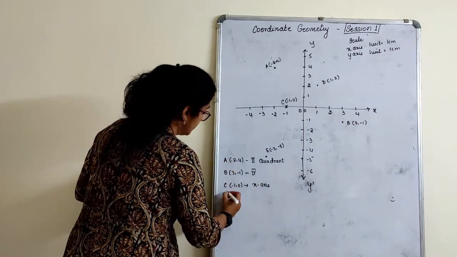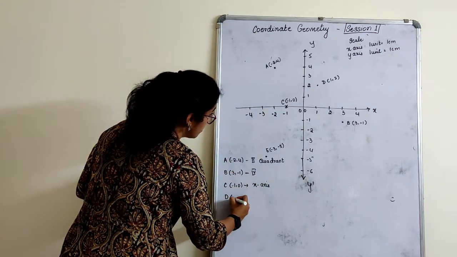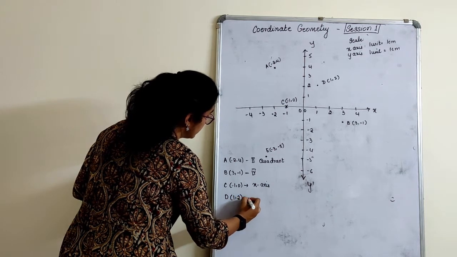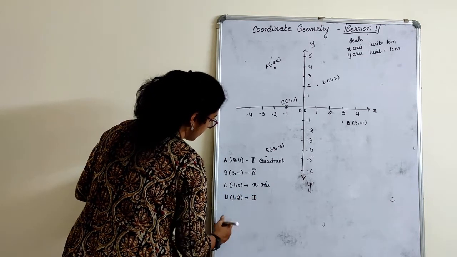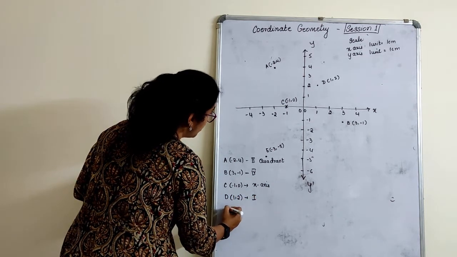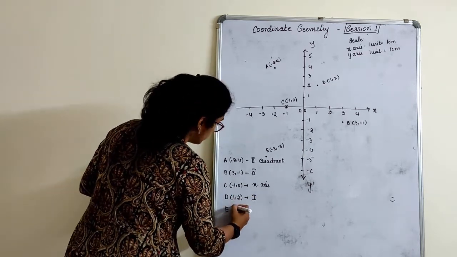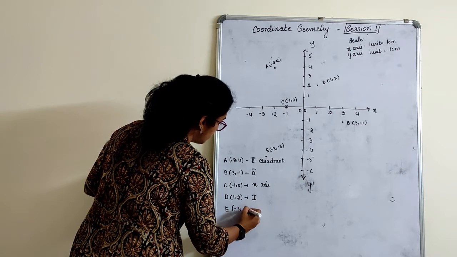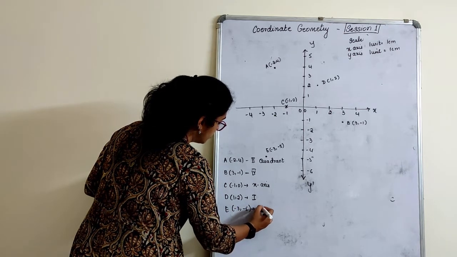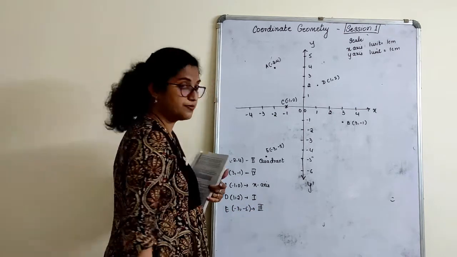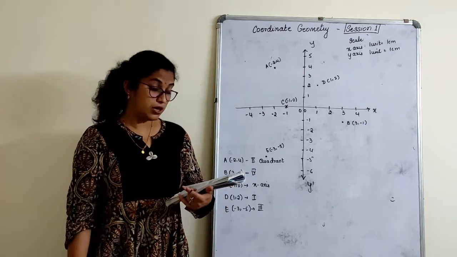Next, point D. 1, 2 lying in the first quadrant. Then point E. Do we have? Oh yeah, point E is there. That is -3, -5 in the third quadrant. Okay, that's how you do it.